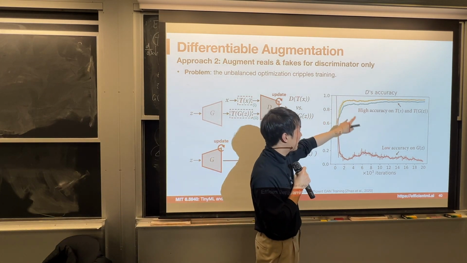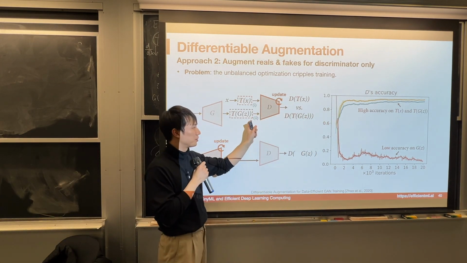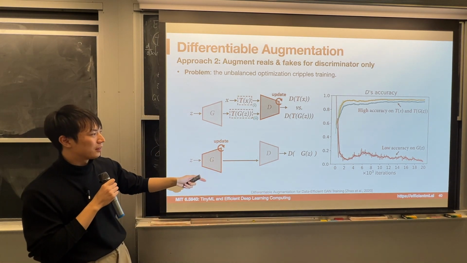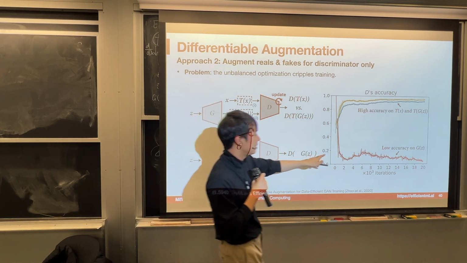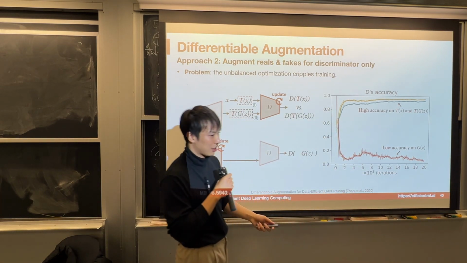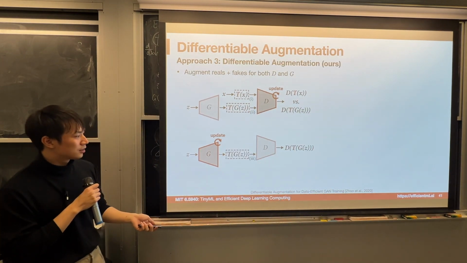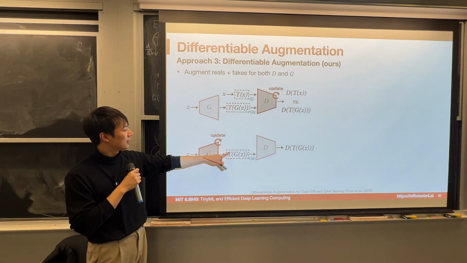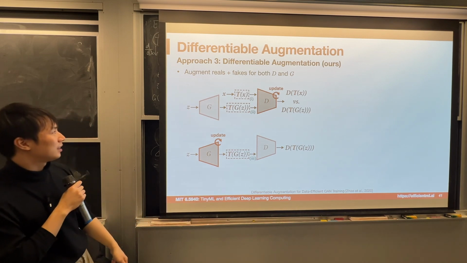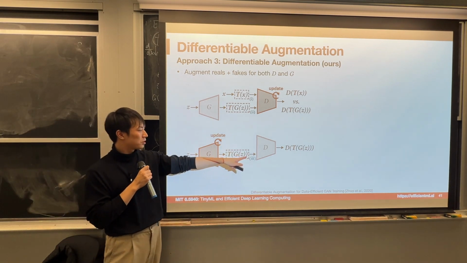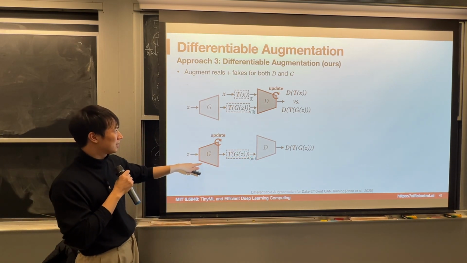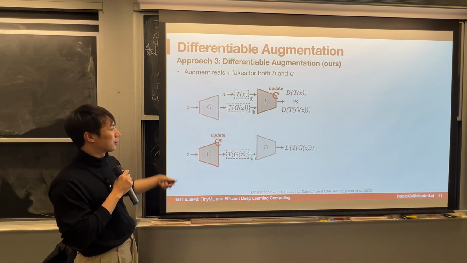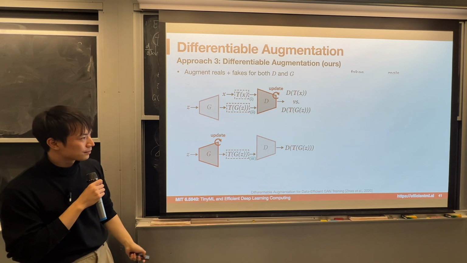So the model only gets high accuracy for the augmented outputs for the discriminator, but for the unaugmented version, it doesn't really give a good supervision because it doesn't get a high accuracy on an unaugmented version. So the answer is actually also very simple. We simply also add an augmentation here. The basic idea is that we want the augmentation to be differentiable so that we can propagate gradients, but we want to add it to both the generator and the discriminator, in both stages of the training.